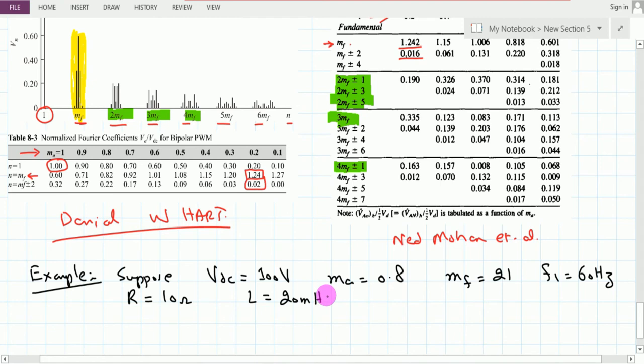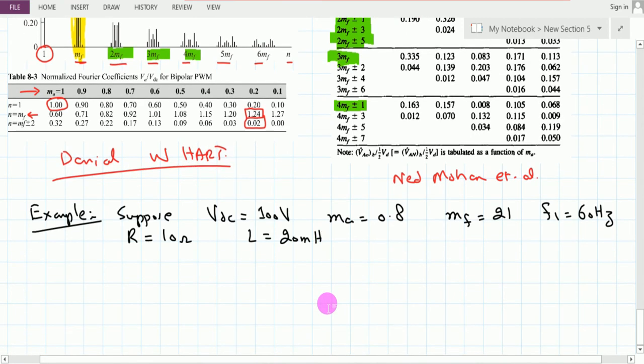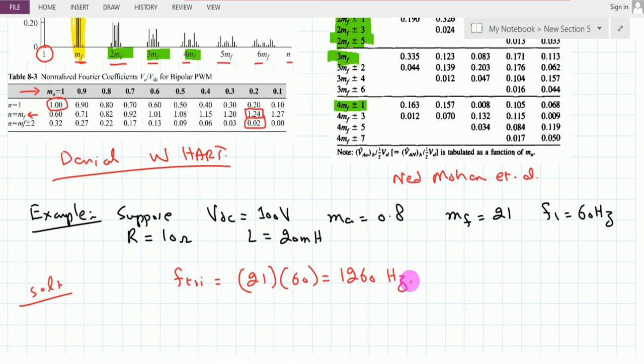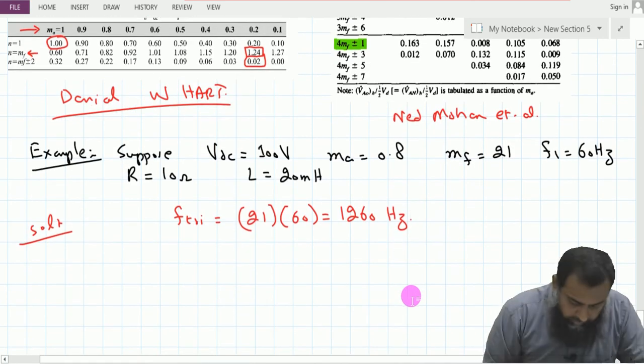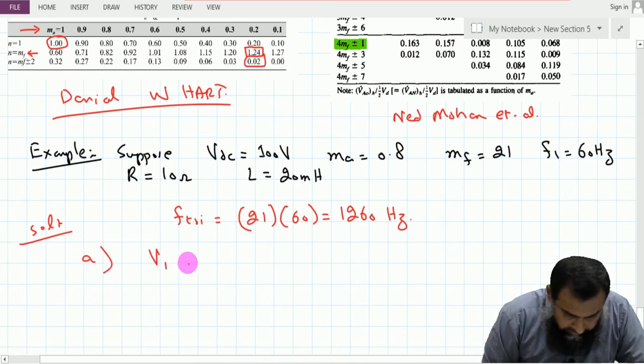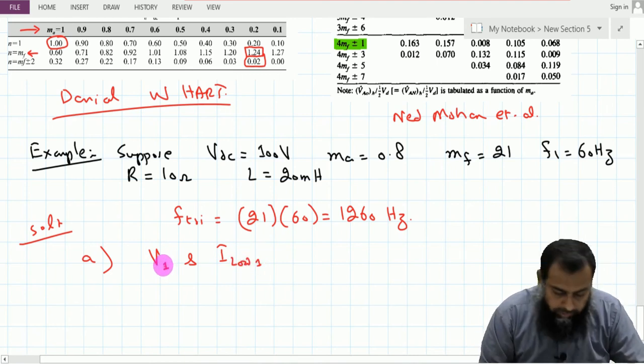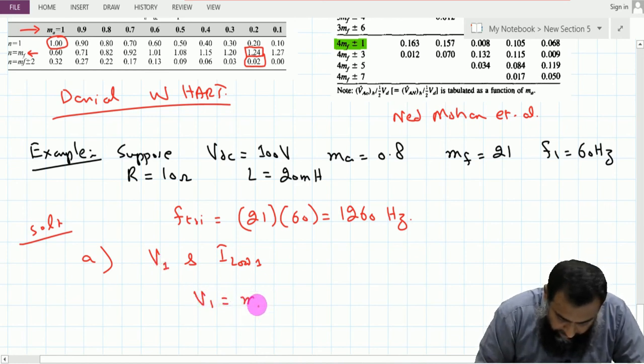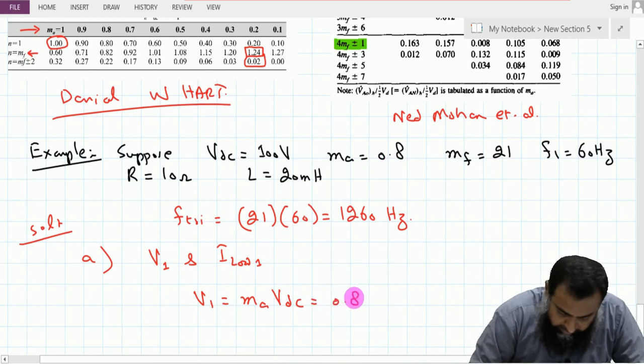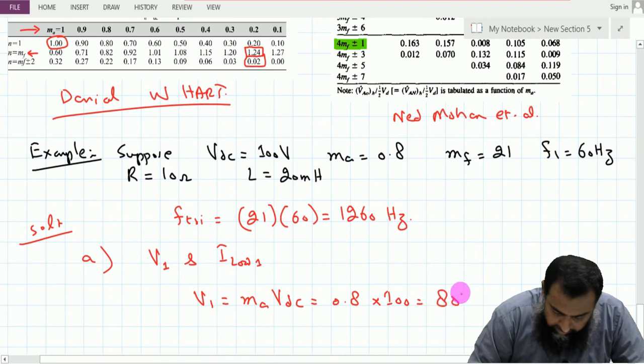We have inductance equal to 20 millihenry. So let us first of all find out the frequency of the triangular waveform. As a solution, we will start with the first thing first. F triangular is equal to 21 times 60, so that is equal to 1260 hertz. You can see that this triangular waveform has a frequency which is very high compared to the fundamental frequency, which is F1. The first thing is to find out V1 and I load 1. This indicates that we want to find the fundamental frequency component. For that, V1 is equal to MA times VDC. MA is 0.8 and VDC is 100, so it is simply equal to 80 volts.